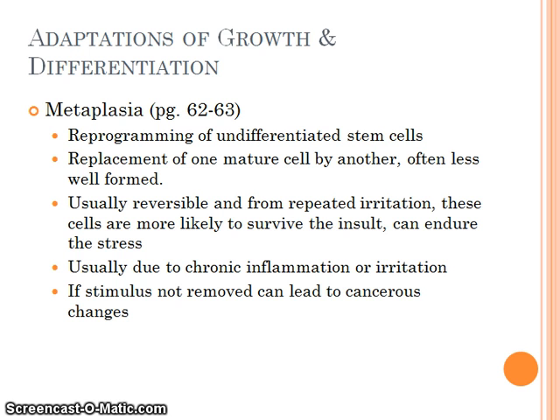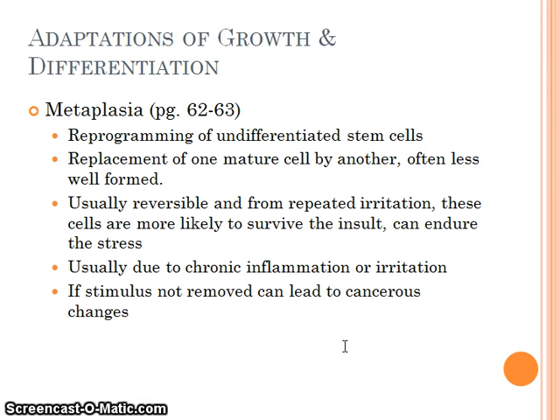Metaplasia is where our cells now are getting abnormal. There's reprogramming of them, and the cells are now undifferentiated, which means they're not looking like they normally should. One of them is going to get replaced with a metaplasia cell, and then that metaplasia cell reproduces, and it's going to create even less well-formed cells. Then we keep repeating this process, and we end up with a whole lot of abnormal cells that can't function properly. It's usually a result of something causing a chronic inflammation or irritation to a tissue.